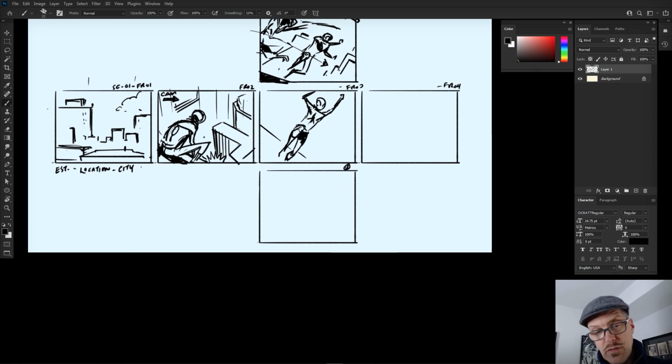Let's say he goes from frame 2 to option B, which is maybe he doesn't want to jump. Maybe he just wants to hang out. Or maybe he's brooding. Yeah, that's it. Let's go with that. He's brooding. So even though he's in a low state, we can do that all with body language.